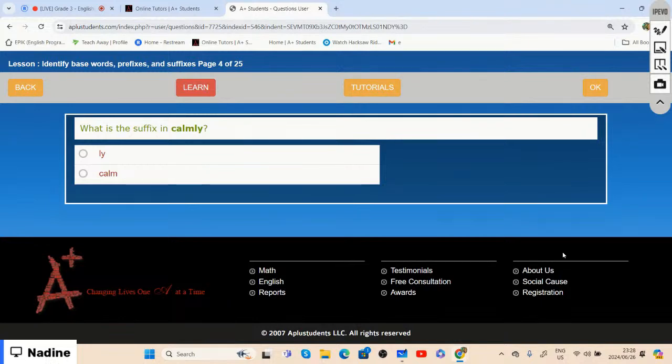Right. Let's do the last two. This one and the next one. What is the suffix in calmly? The suffix in calmly. Is it option 1, which is ly, or option 2, which is calm? The suffix in calmly.